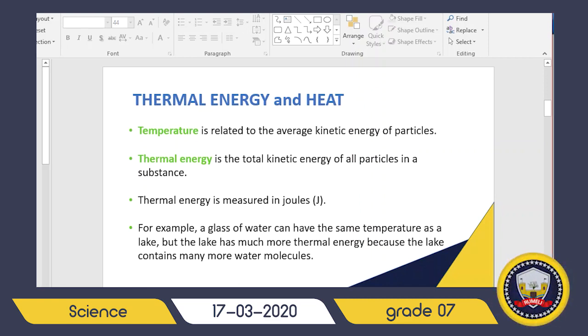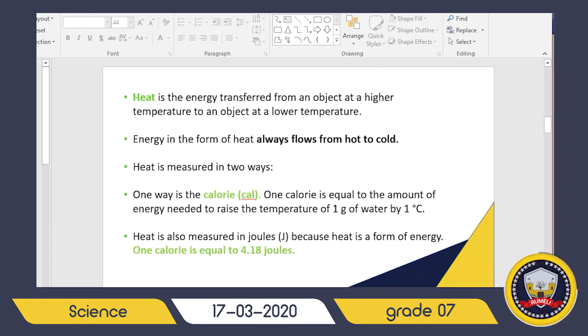Okay, then what is heat? Heat is the energy transferred from an object to another object, and this energy transfer always flows from hot to cold, from higher temperature to lower temperature. That's why when you are next to fire, you will get warmer in time, right? Because the energy from fire will transfer towards your body from hot to cold.